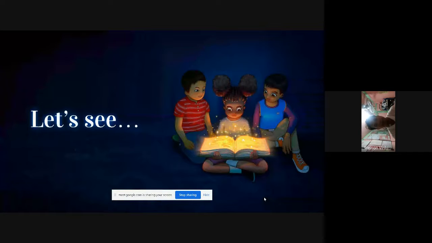Let's see if you really mastered the nouns. So I have here photos and you will guess what or who is in the picture, and you will identify if it is a person, place, animal, things, or event. Is that clear? Okay.